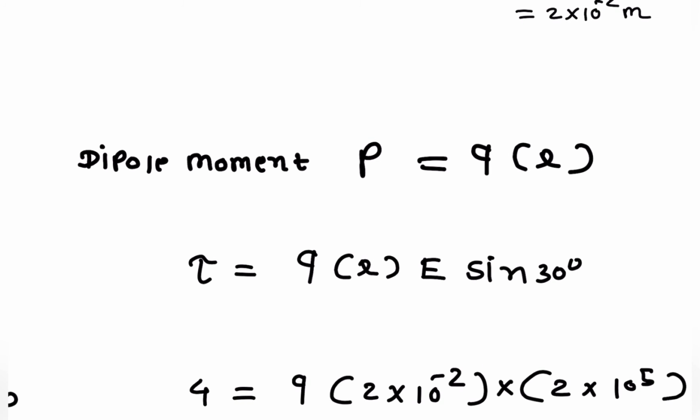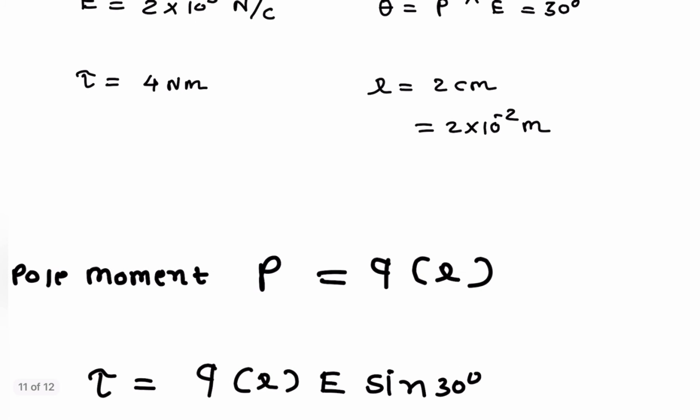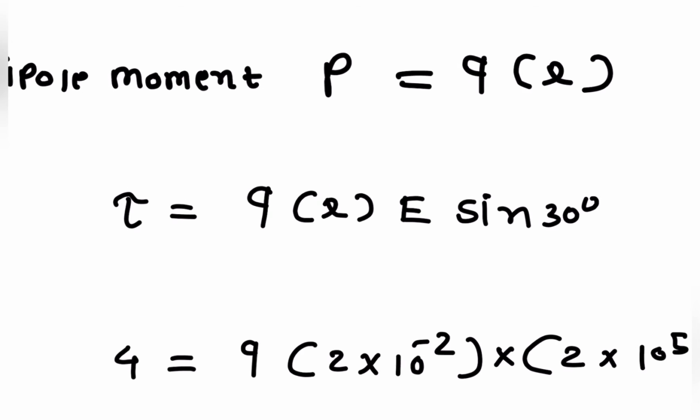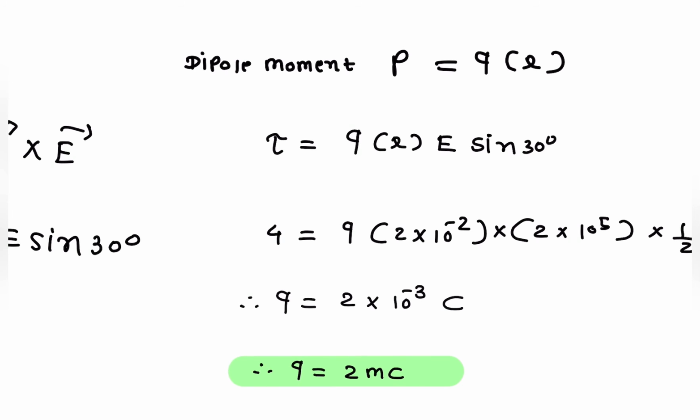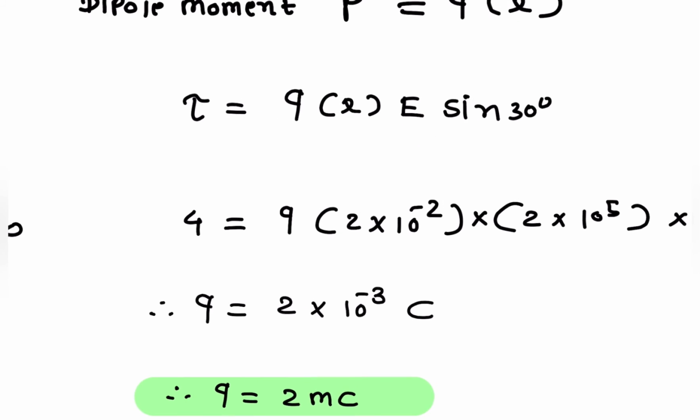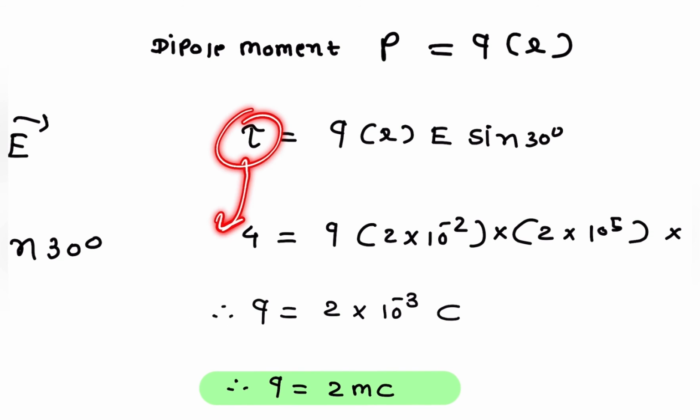And what is the dipole moment? The dipole moment is nothing but Q into 2L. Q is the magnitude of one of the charges, and L is the distance between these two, that is given as 2 into 10 raised to minus 2 meter. So torque is equal to, in place of P, we write Q into 2L, E sin 30. Theta is the angle between P and E, that is 30 degrees, already given. So torque is given as 4 newton meter.